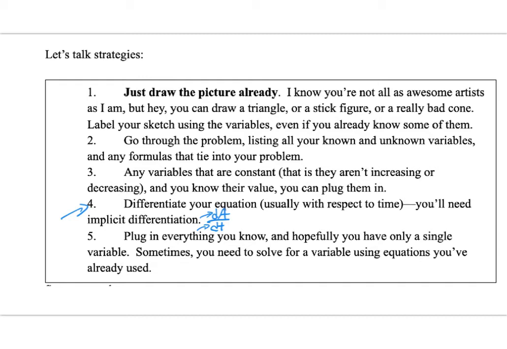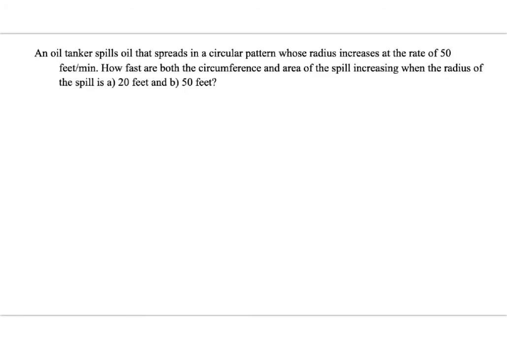Let's look at a few examples of these things. Hey, look, an oil tanker. All right, so I'm going to go from the beginning. So we've got a circular pattern whose radius increases. Okay, so before I even finish this problem, I'm going to start writing some stuff down. I know that circles involve circumference, 2 pi r. I know that they involve area, pi r squared.